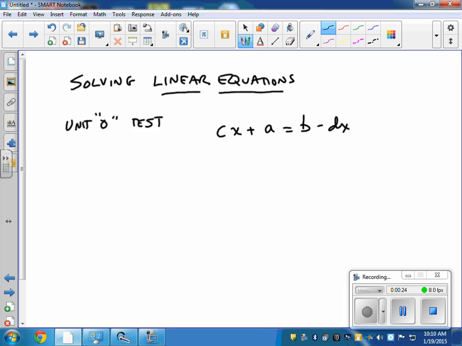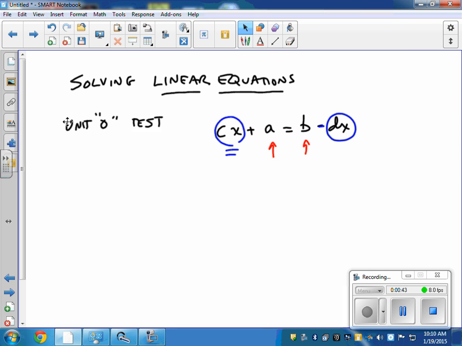When encountering an equation like this, the first thing you should do is try to recognize the terms that have x in them. So these two terms, the cx and the negative dx, both have x. And you should also recognize the terms that don't have x, obviously the a and the b. The method of solving these equations is to get all the terms that have the x to one side. So we'll leave the cx here.